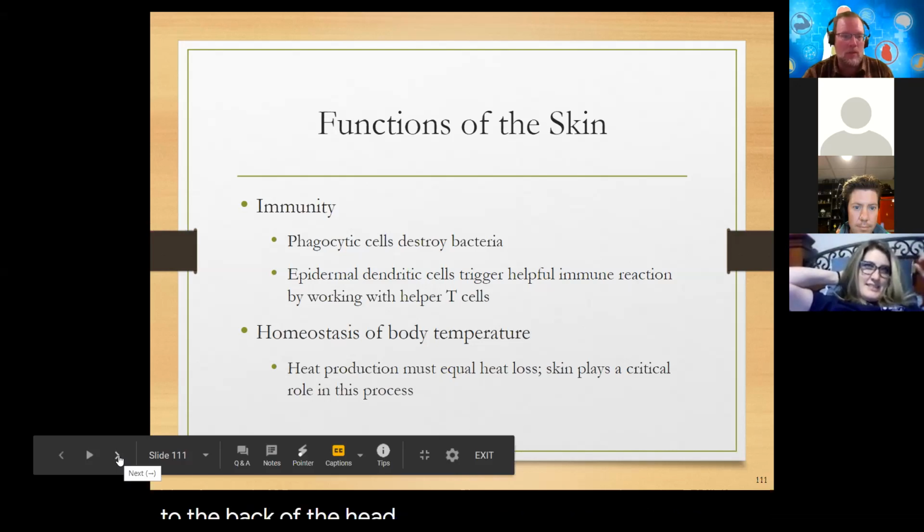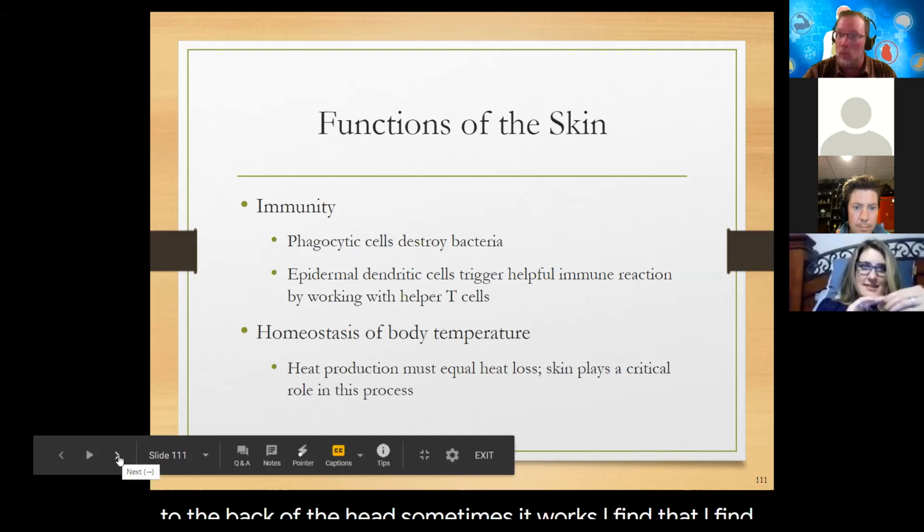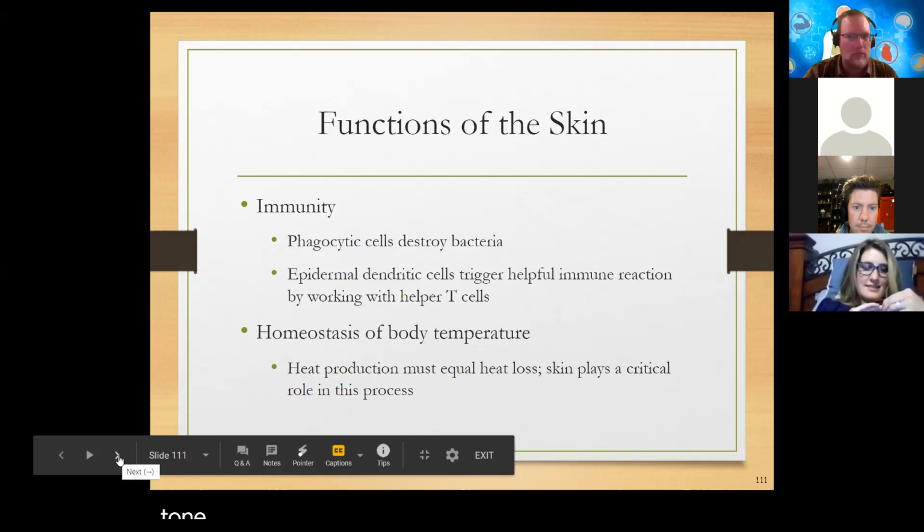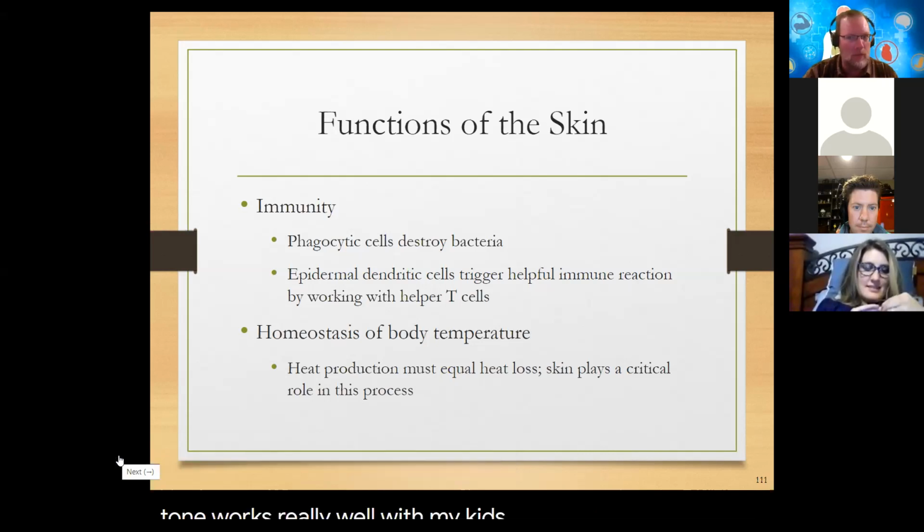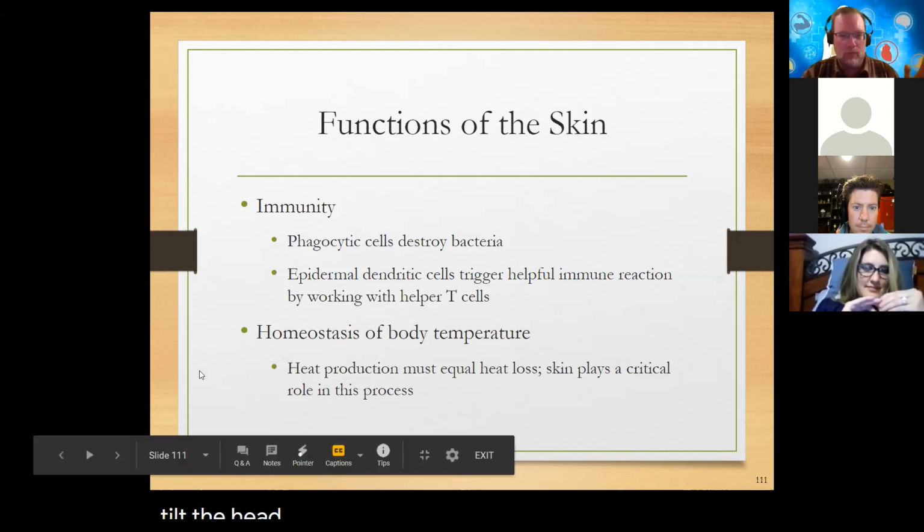Sometimes it works. I find tone works really well with my kids, and that look. Just tone of voice. Tone and a look. Just put your eyebrows down, tilt the head, give them the look, boom, done. So kids are cool, very responsive. Well, usually I'm the one getting sprayed.